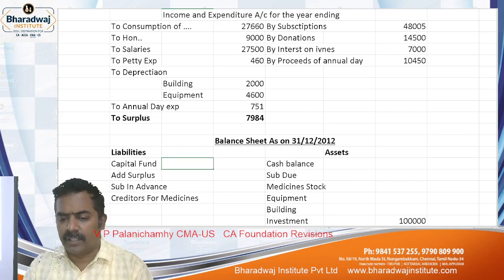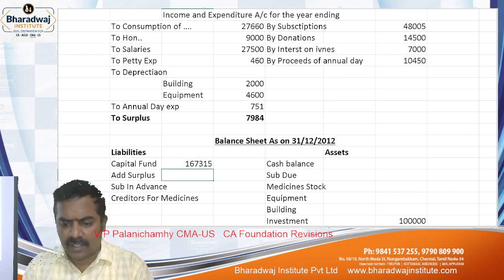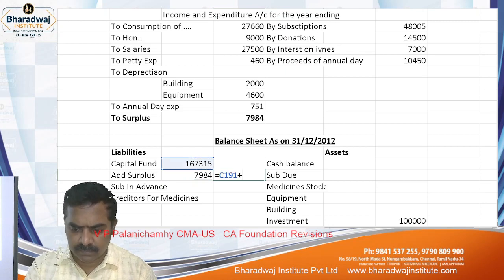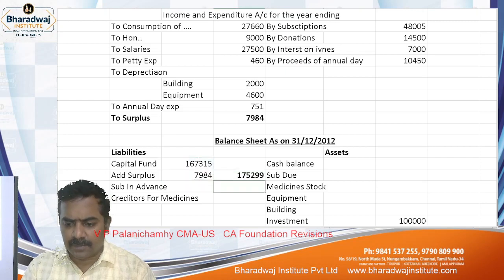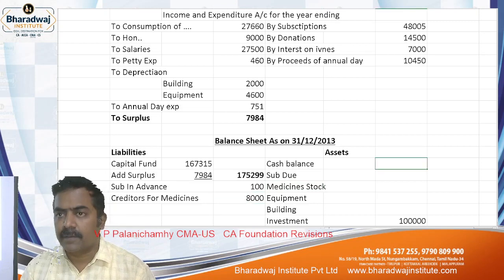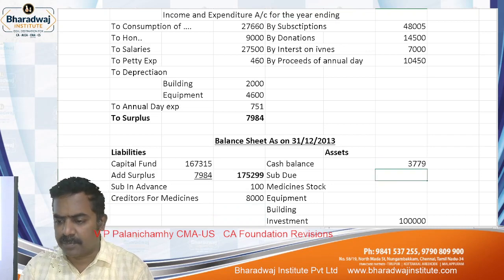What is the capital fund at the beginning? Add surplus 7,984. Subscription advance at the end of the year 100. Creditors for medicines 8,000. Then cash balance 3,779. Subscription due at the end of the year.